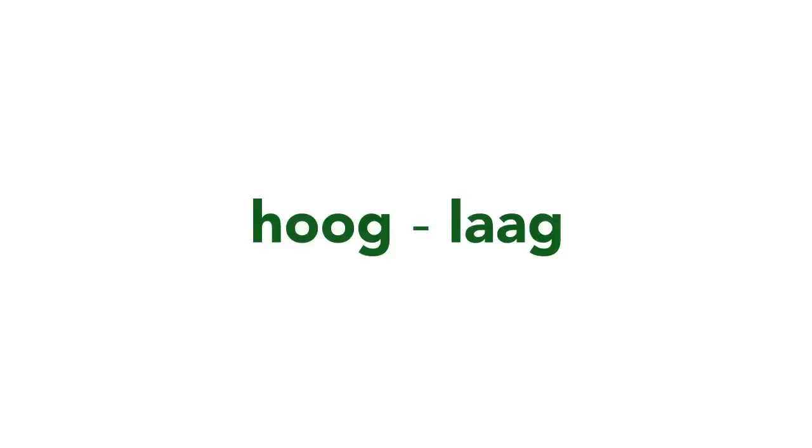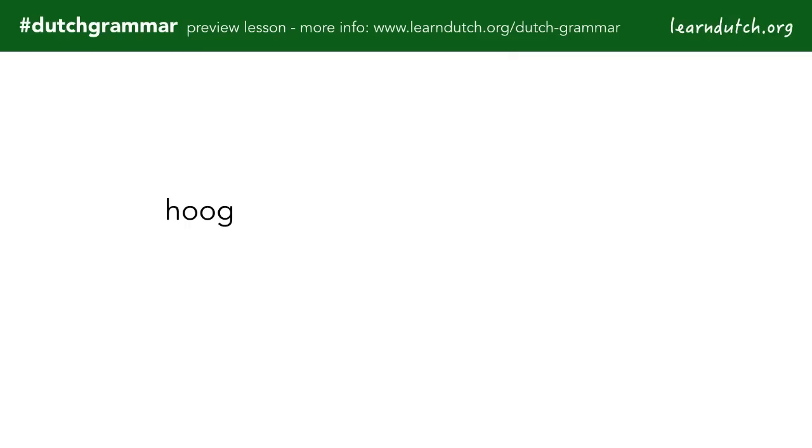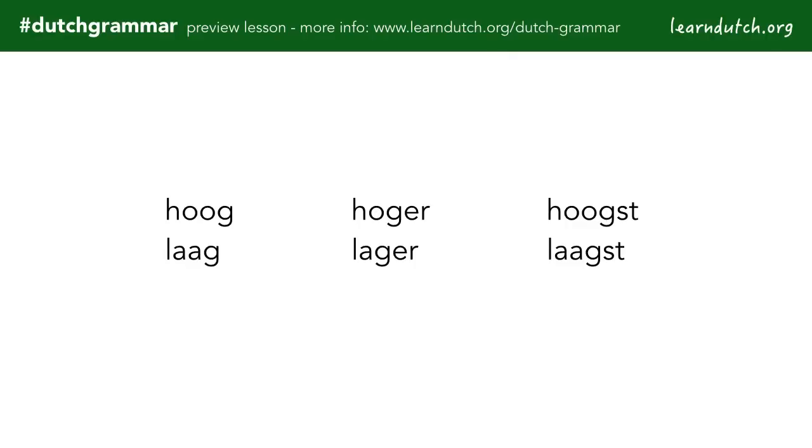Let's have a look at some other adverbs. Remember hoog and laag from lesson 10, meaning high and low. Hoog, comparative hoger, superlative hoogst. Laag, lager, laagst. Hoog and laag have long vowels. We add er in the comparative, the syllable becomes open, hoger, lager, so one O is enough.